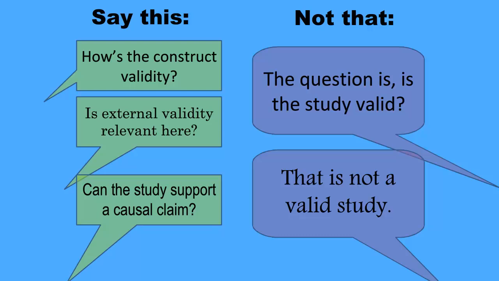So we often want to say the study's not valid and just dismiss it, but we have to remember there are 4 different kinds, and it may not satisfy all of them, but it has probably satisfied at least one. So by asking these more specific questions, we get more information.